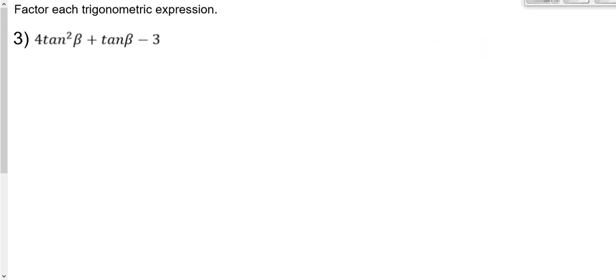Next one, number 3. Factor each trigonometric expression. Okay, this expression looks like this kind. It looks like 4x squared plus x minus 3. It looks like a trinomial. And if that was the problem, then we could factor it into, let's see what that would work out to be.